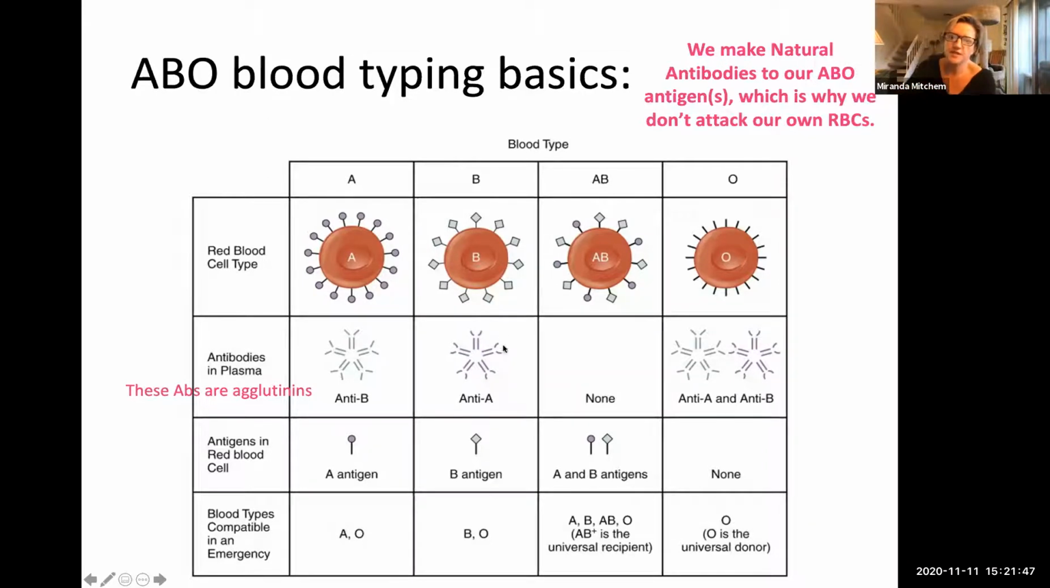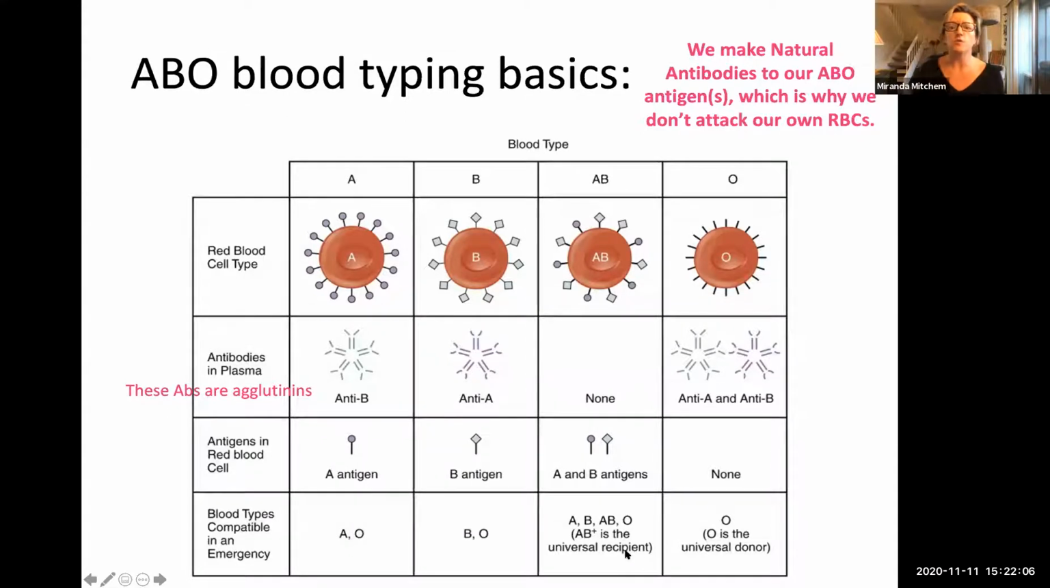Oppositely, a person that has type B has the agglutinin type anti-A antibody. So they're able to get type B and type O, but they can't have anything with A in it. Now, people with blood type AB, they can get anything.